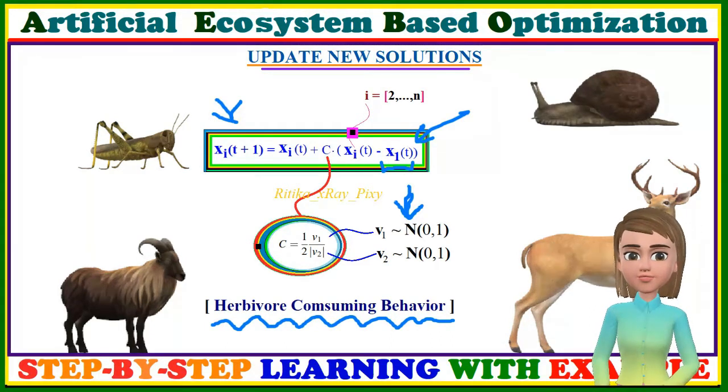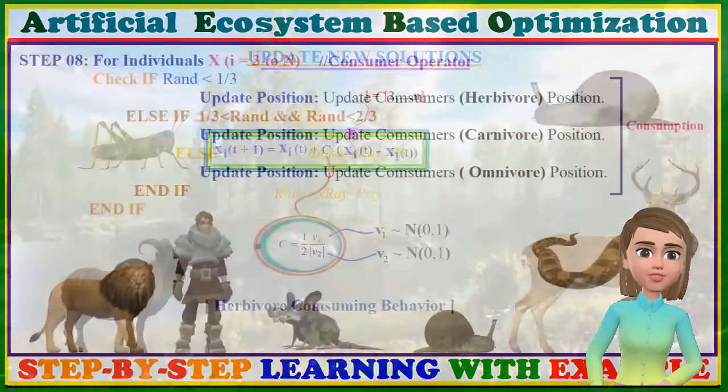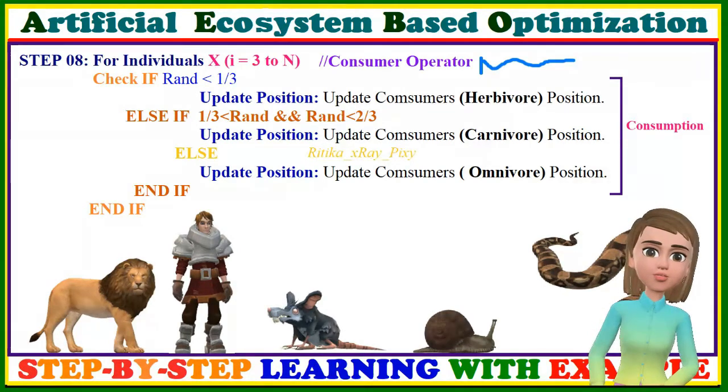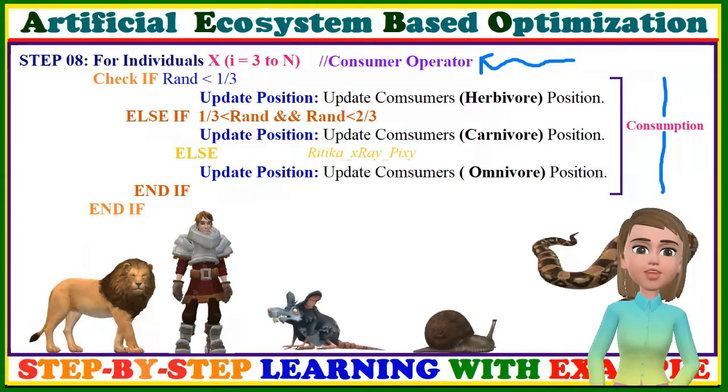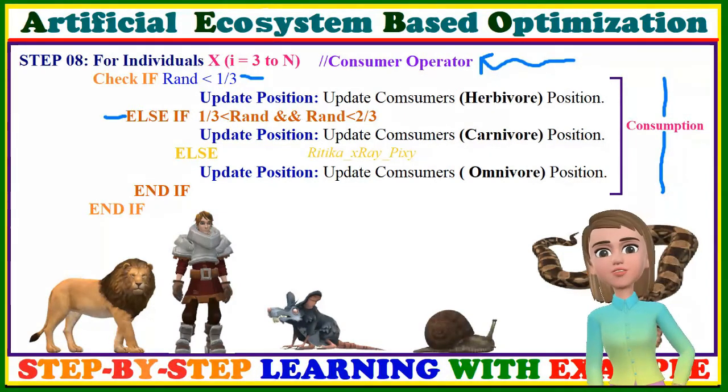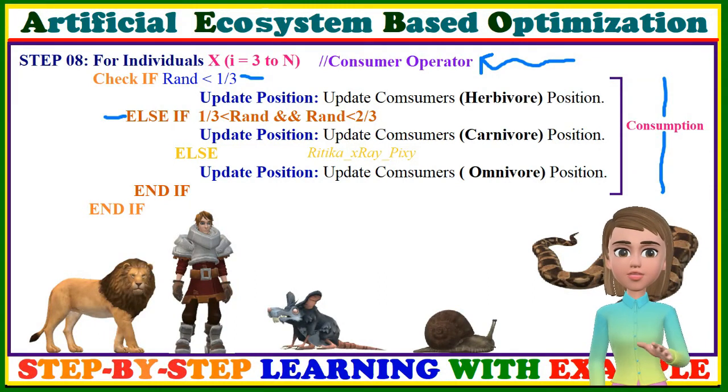After that, you can see here we will update the position for the consumers using the consumption operator. So here this is the consumption behavior. Here we will check this condition. If this condition is true, we will update the position for the herbivores. Else we will check this condition. If this condition is true, we will update the position for the carnivores. Else, for the omnivores.